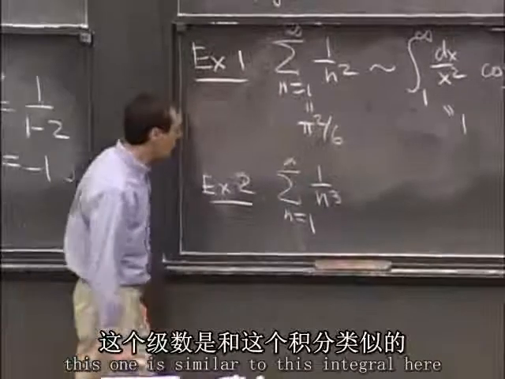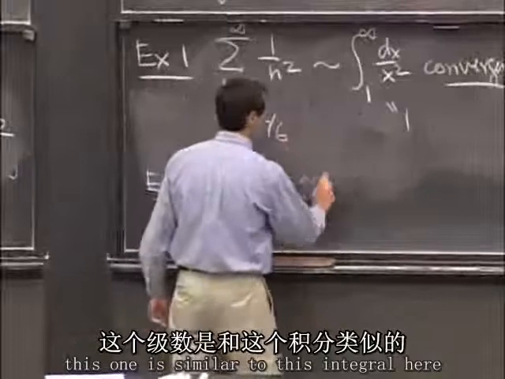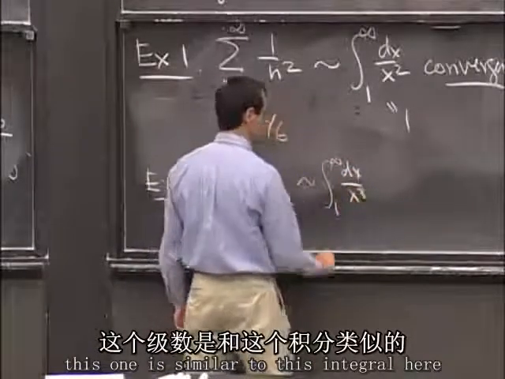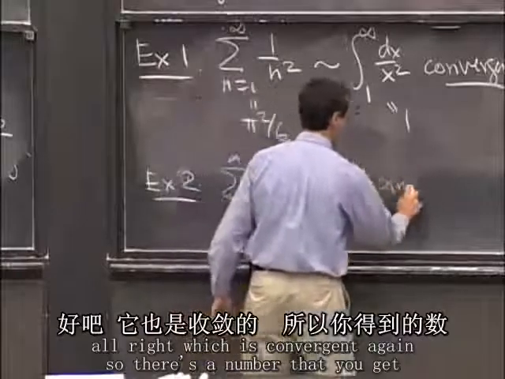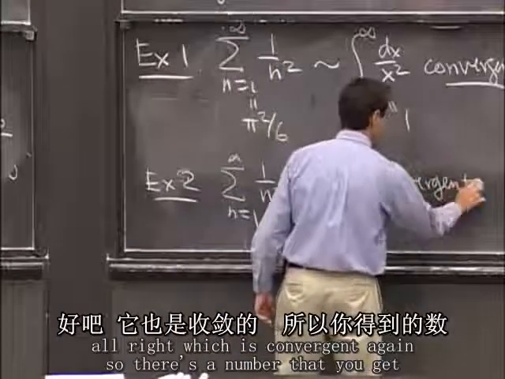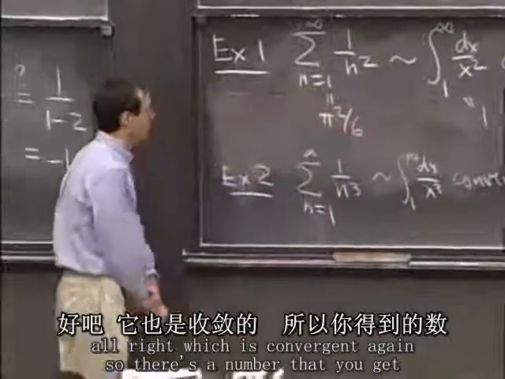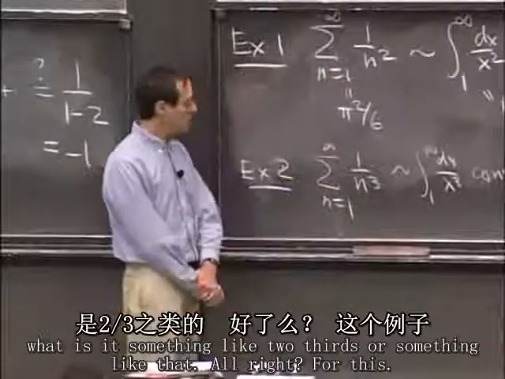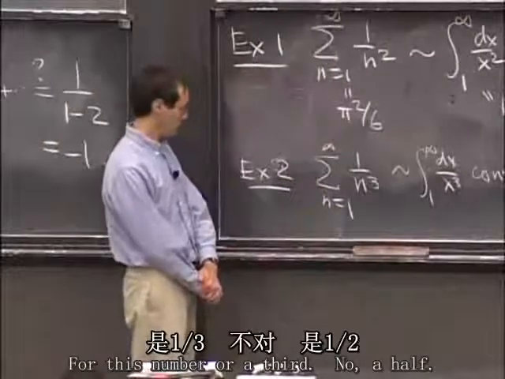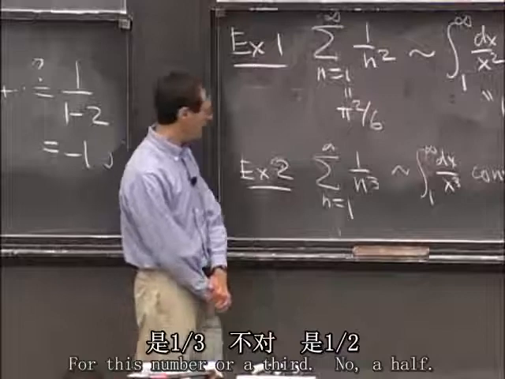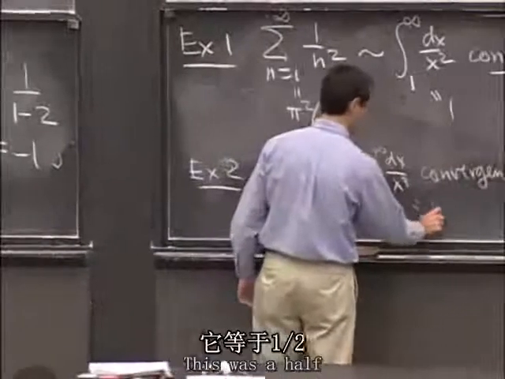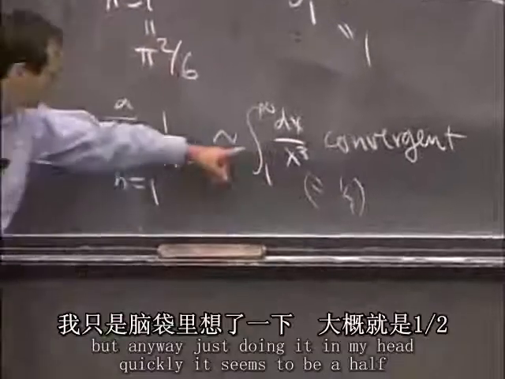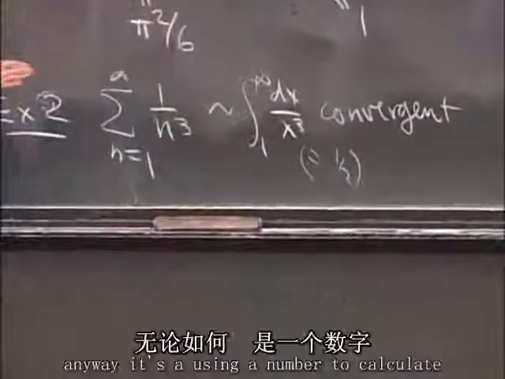All right, this one is similar to this integral here, which is convergent again. So there's a number that you get, and let's see. What is it, something like 2/3 or a third? What is it? No, a half. I guess it's a half. This one is a half. You check that. I'm not positive. But anyway, just doing it in my head quickly, it seems to be a half. Anyway, it's an easy number to calculate.